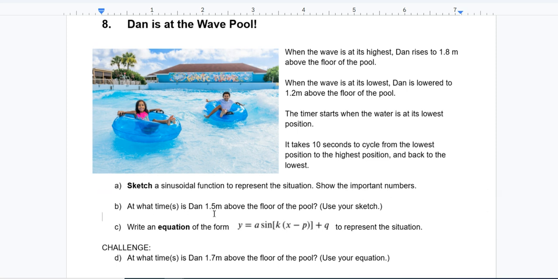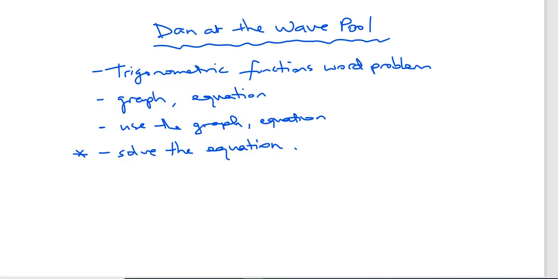Then it says, at what time is Dan 1.5 meters above the floor of the pool? And then it says to write an equation to represent the situation. And finally, at what time is Dan 1.7 meters above the floor of the pool? As we go through the solution, you will see that question B and question D are both asking for times for a given height, but the solutions for B and D are very different because of the significance of 1.5 and 1.7. So I'm going to go back to my paper here and let's write a few things.